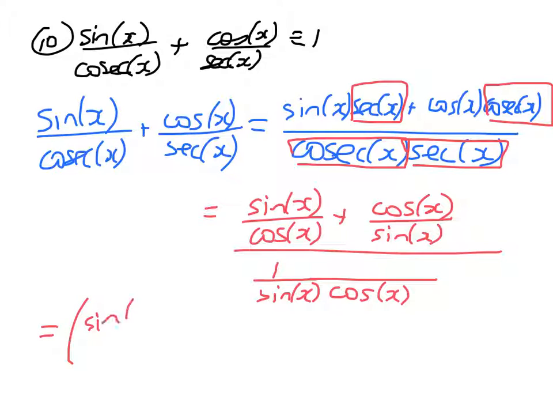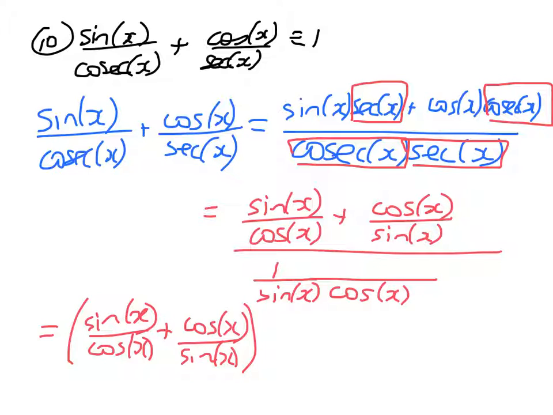So I've got sine of x over cosine of x plus cosine of x over sine of x. And then if I'm dividing by this thing here, I'm multiplying by its reciprocal. So I'm multiplying by sine of x, cosine of x.